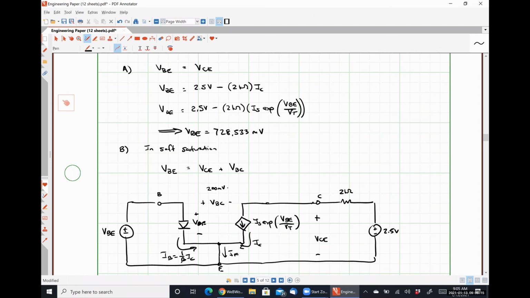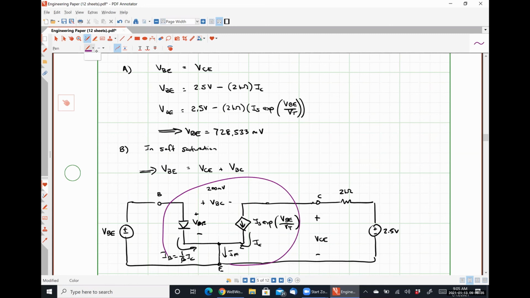Everybody okay with that? With how I drew the large signal model, and then how I can use the large signal model to verify that this is the correct relationship by just writing a Kirchhoff's voltage law loop around this.